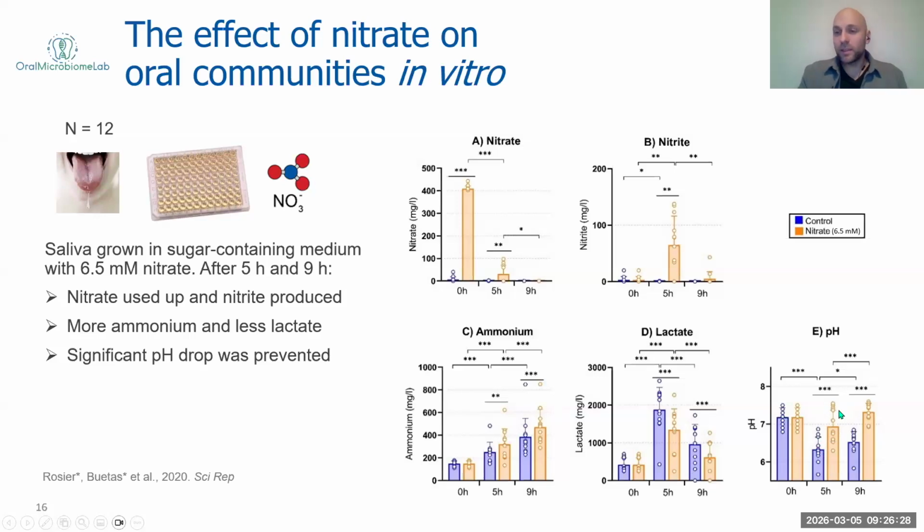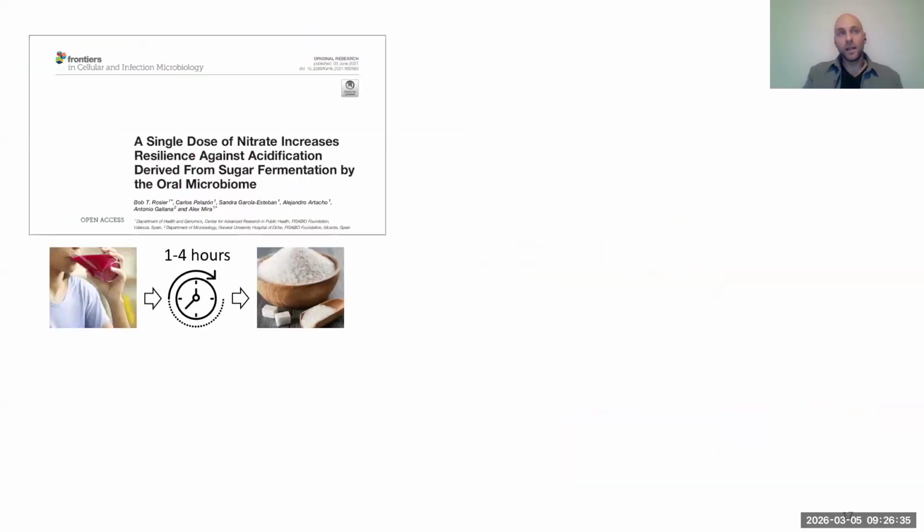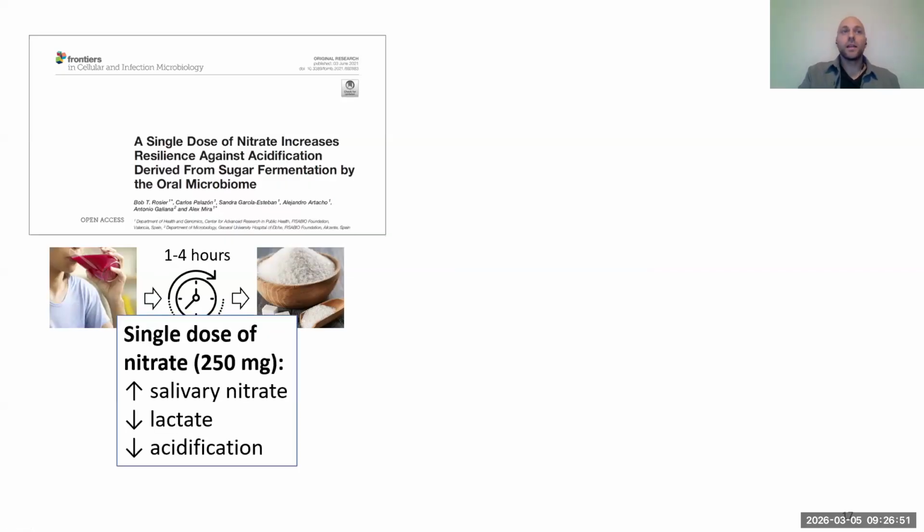So that's very promising, but all of this was in vitro, by incubating saliva in vitro. So we wanted to see if it would also happen in a clinical study. And in this study that you can see here, we gave individuals a beetroot extract and then waited for 1 to 4 hours and then gave them a sugar rinse. And we basically saw that a single dose of nitrate increased the salivary nitrate, decreased the salivary lactate, and limited acidification. So a single dose of nitrate can already protect you against sugar.